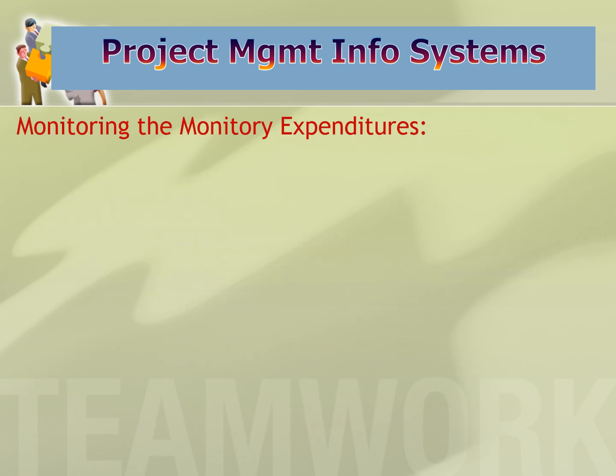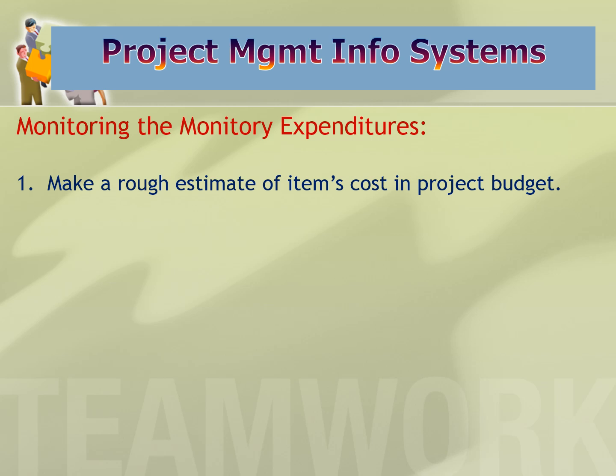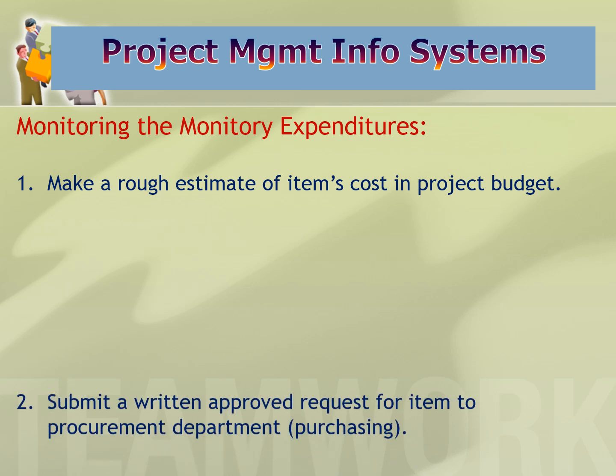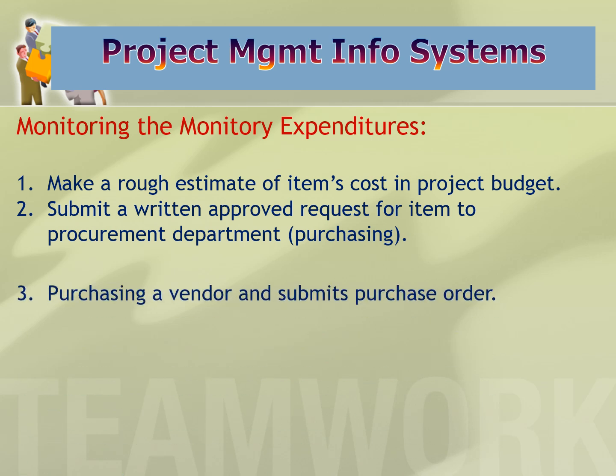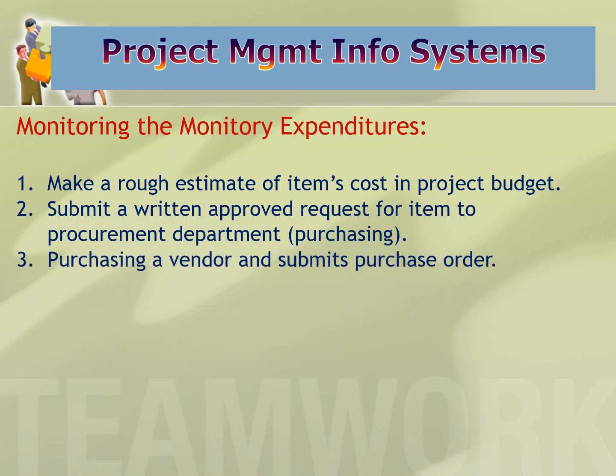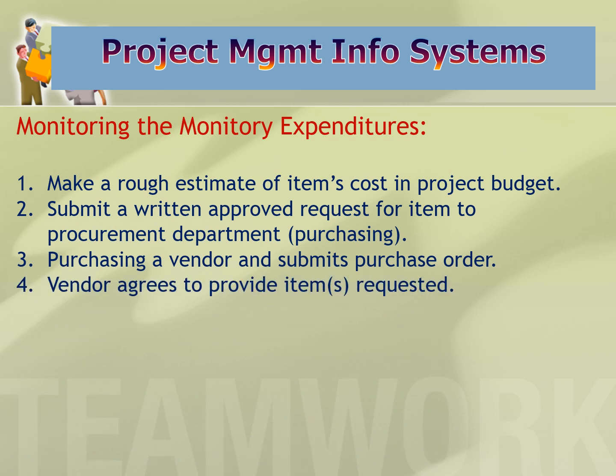Monitoring the monetary expenditures. Make a rough estimate of item costs in a project budget. Submit a written approved request for the item to the procurement department or purchasing. Purchasing selects a vendor and submits a purchase order. The vendor agrees to provide the items requested.